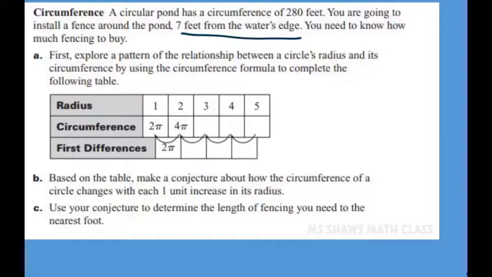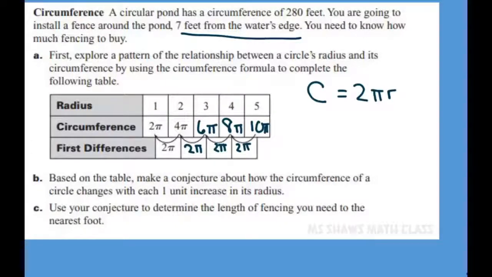So basically, we know the circumference formula is C equals 2 pi r. If the radius is 1, you get 2 pi. If it's 2, you get 4 pi. 3, you get 6 pi. 2 times 4 would be 8 pi, and 2 times 5 is 10 pi. And the first differences are 2 pi.